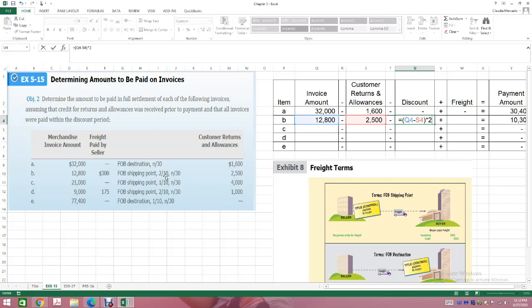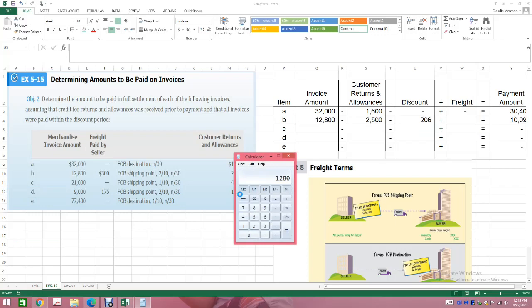Okay. So it's the invoice amount minus your customer returns and allowances times the 2%. That gives you $206. Okay. So if I were to use a regular calculator, what I would do is I would do 12,800 minus 2,500. That gives me 10,300 times 2%, and that would give me the 206 right there.